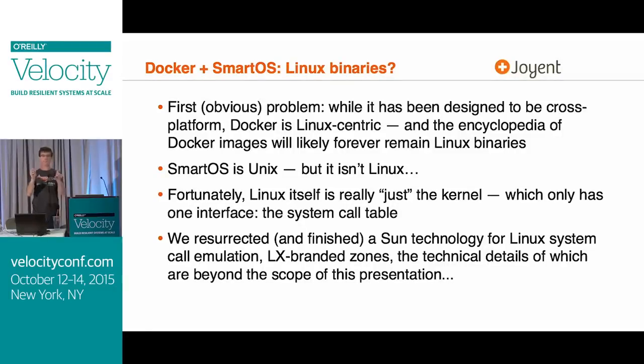So anyway, fortunately, we actually disagree on that. And I say fortunately because what that means is if you can implement a Linux system call table, you're done. If you can convincingly implement a Linux system call table, everything up stack will just work. So it's like, wow, could we actually do that? And we actually resurrected a Sun technology we worked on back in the day for Linux system call emulation, for doing exactly this, for having a second system call table called LX branded zones.